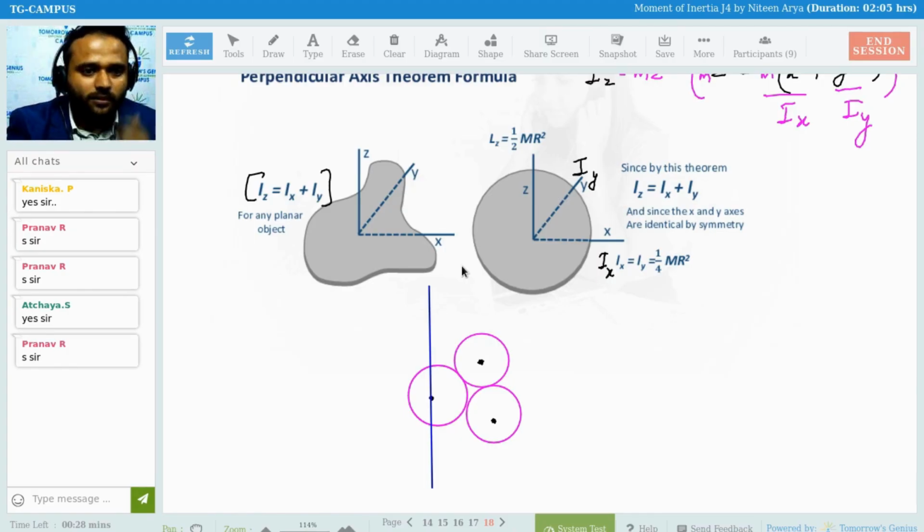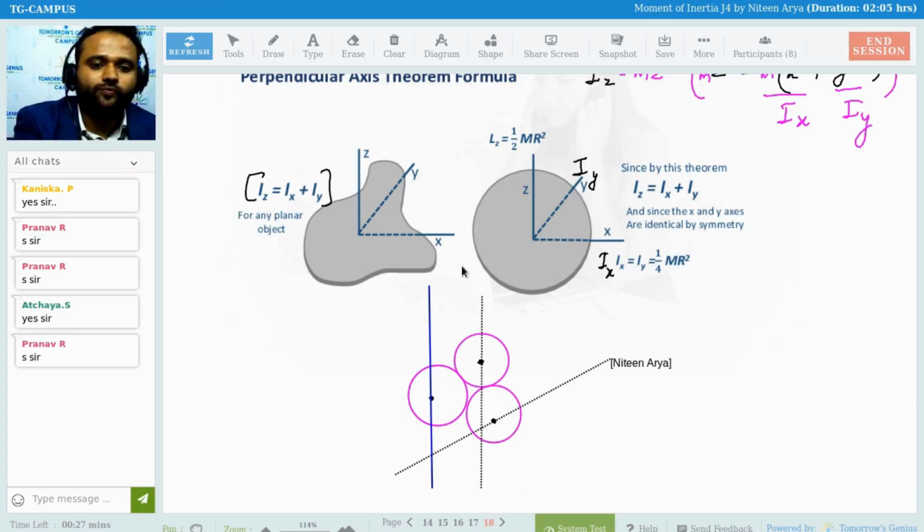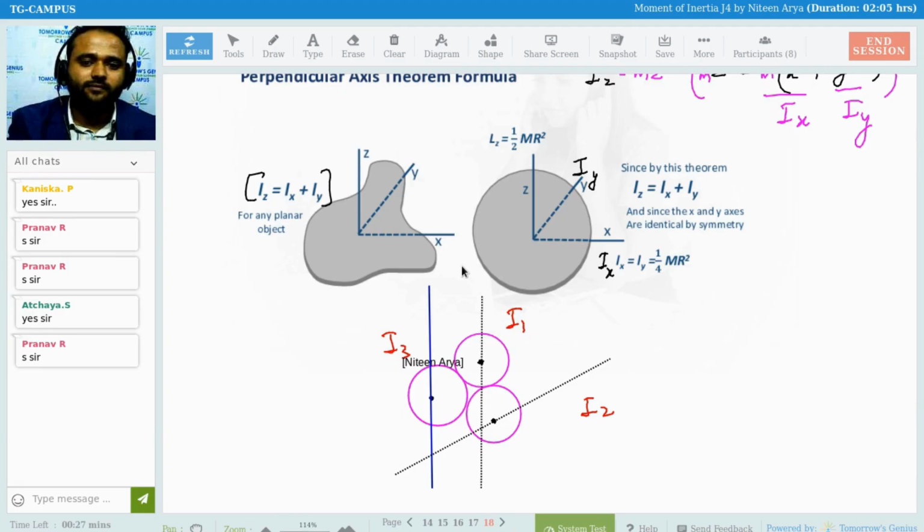So now, if you know the moment of inertia for this particular thing, which is I prime 1, and for this particular thing, which is I prime 2. Suppose this is your I2 axis, this is your I1 axis, and we want to find from the I3 axis. Clear? So there are two ways.